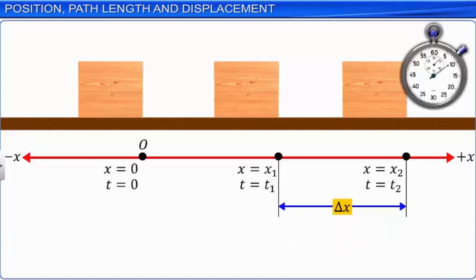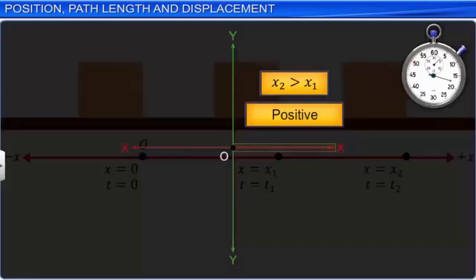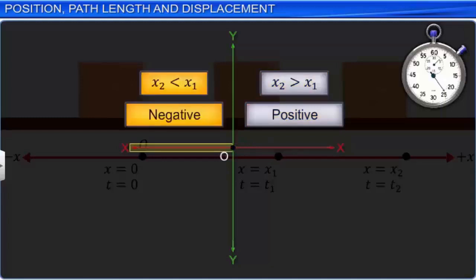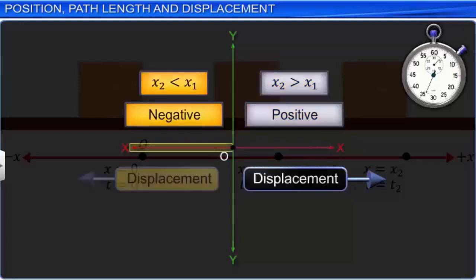When x2 is greater than x1, delta x is positive. And when x2 is less than x1, delta x is negative. A positive sign indicates displacement to the right side. A negative sign indicates displacement to the left side. Since displacement has magnitude and direction, it is a vector.